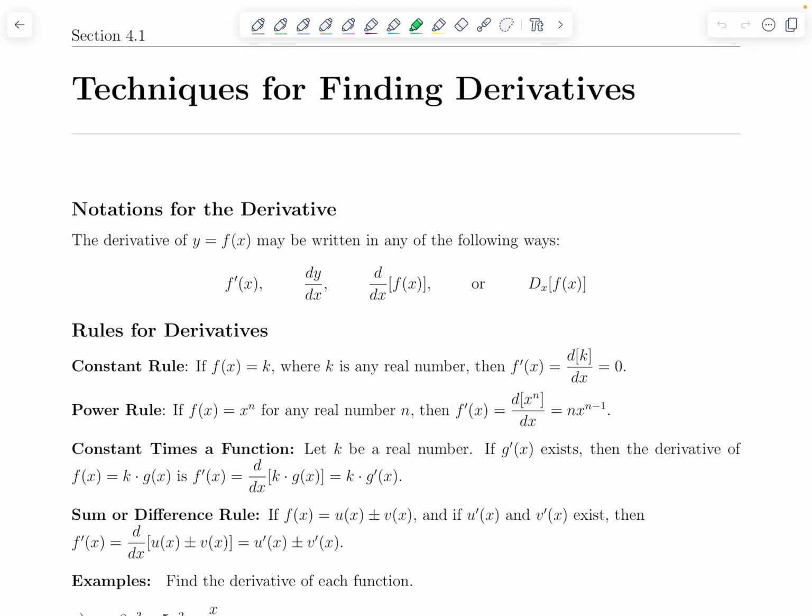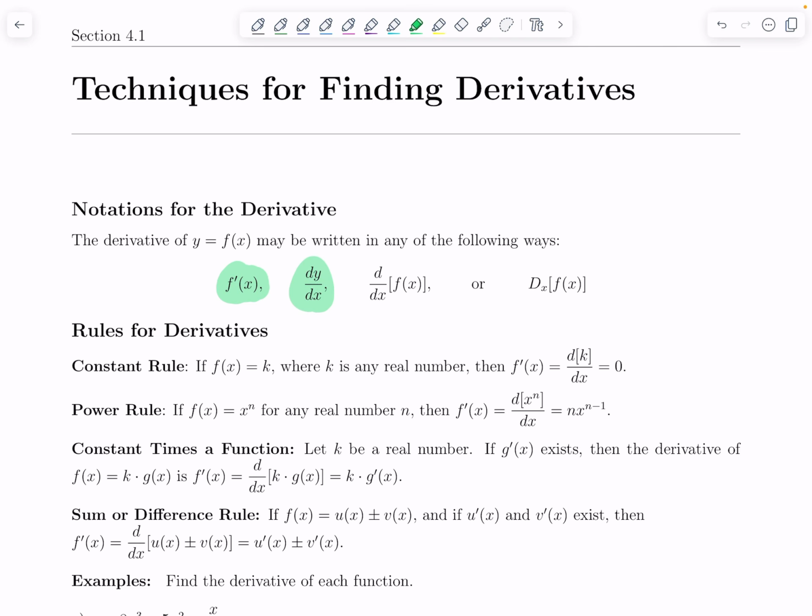There are different ways that we represent the derivative of a function, and you should be familiar with all the different kinds of notation because you'll see them throughout the course. The derivative of y equals f of x may be written in any of the following ways. We'll see it written as f prime of x, that one we've talked about. You'll also see it written as dy over dx. So you're taking the derivative of y with respect to x.